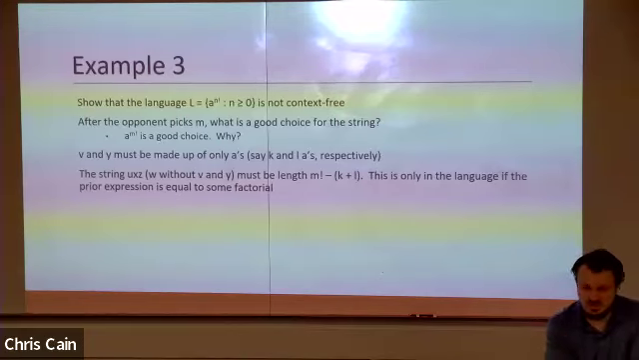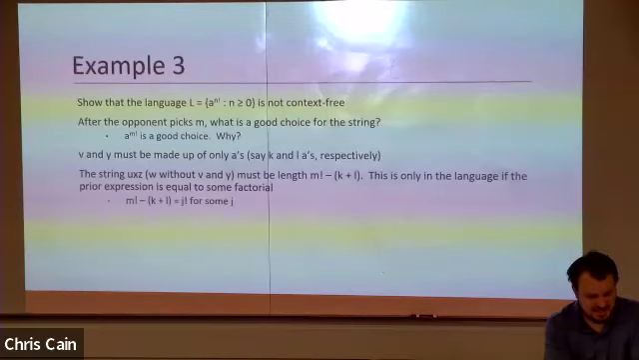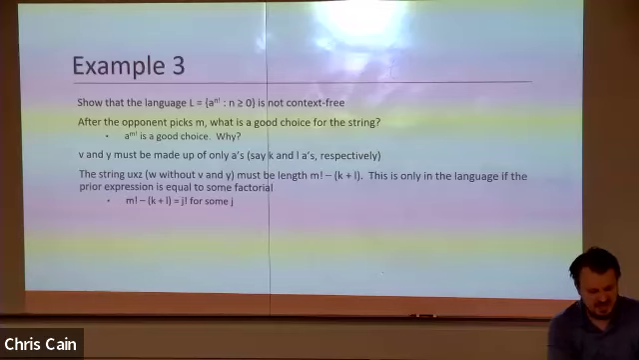So what we can conclude from this, since we're making the assumption that this language is context-free and it is a proof by contradiction, we can assert that m factorial minus k plus l is equal to j factorial for some j, because this string needs to be in the language. So if we want to proceed, we need to show that it is impossible for m factorial minus k plus l to be j factorial for some j.